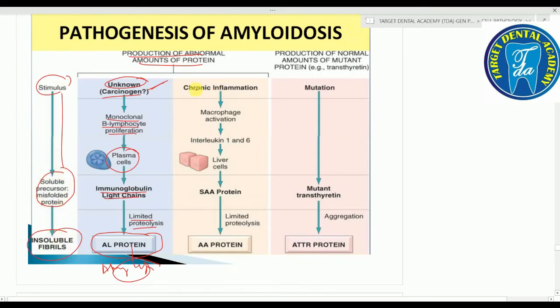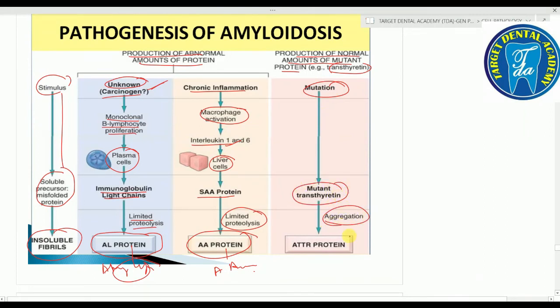There is a stimulus which leads to the soluble precursor misfolded protein, which leads to the insoluble fibrils. While in chronic inflammation, there is macrophage activation and then interleukin 1 and 6 acting on the liver cell, and there is an SAA protein. With limited proteolysis, it leads to the AA protein, which is the amyloid associated protein. And there is the production of a normal amount of a mutant protein, for example transthyretin. In this, there is a mutation which leads to the mutant transthyretin. With the help of aggregation, it leads to the ATTR protein, where ATTR is amyloid transthyretin.